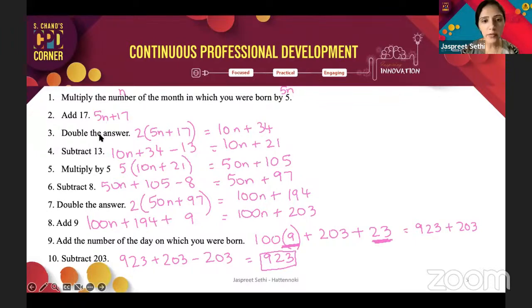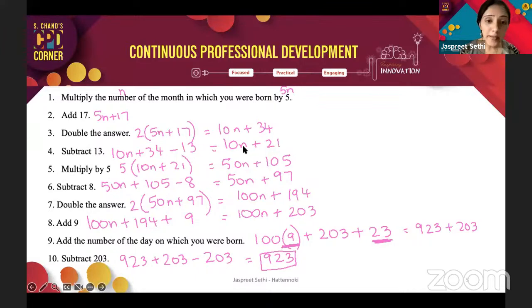I'm showing all this using algebra, and then I will show this using a result, for example, my birthday. And then I doubled that. So that was 2 times 5n plus 17, which by distributive property is 10n plus 34. That is multiplying the 2 with the 5n and 2 with the 17. Then I subtracted 13. So I still had 10n, but plus 21, because that's 34 minus 13.